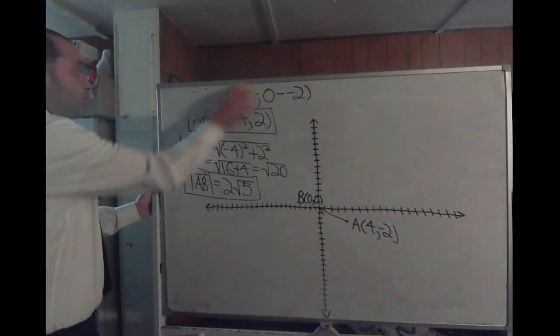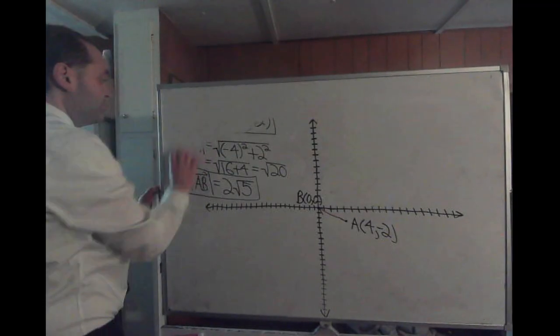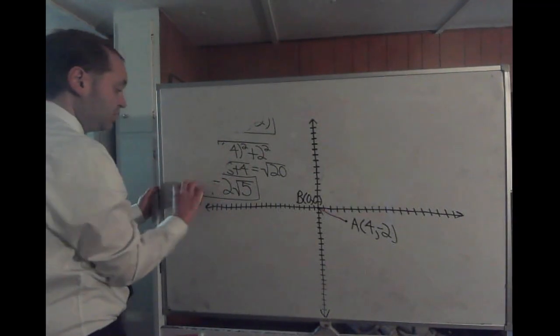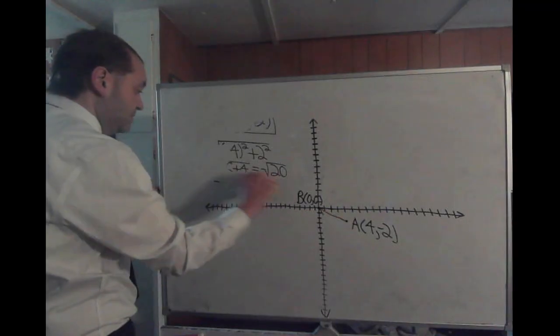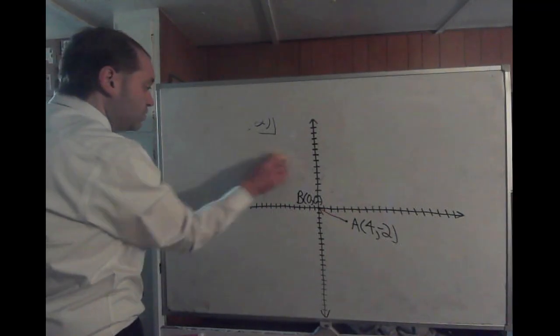Alright, let's do one more example for general vectors, then we're going to move on to scalar multiples of vectors and even vector sums. We'll get into some of that too.